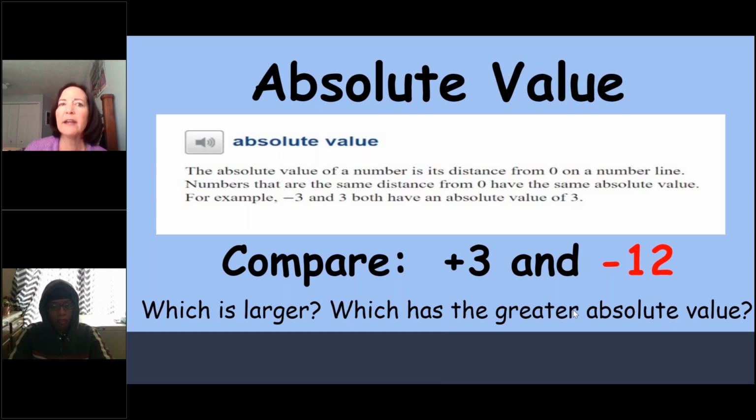And we're going to be writing some rules in this lesson where we're going to have to pay attention to which of the two terms is farther from 0 or has the larger absolute value. In this example, the question, which has the greater absolute value? The answer is negative 12 because it's farther from 0, even though its value is smaller than a positive 3.